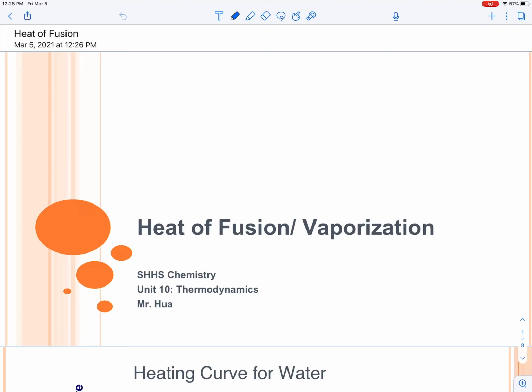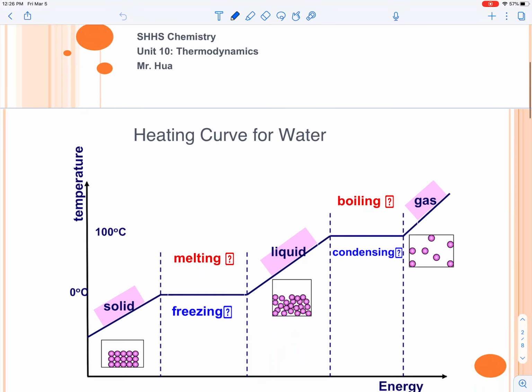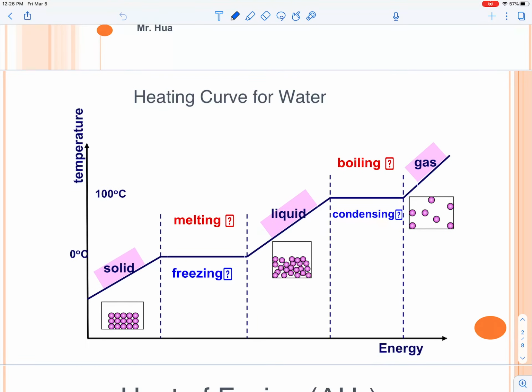Hey everyone, today we are going to talk about heat of fusion and heat of vaporization, two new equations for you. We'll start by reviewing the heating curve of water. So remember, below 0 Celsius, we've got water as a solid. Once we get to 0, the melting point or freezing point of water, as we're moving from left to right, it'll melt into a liquid. So the flat lines are the phase changes.